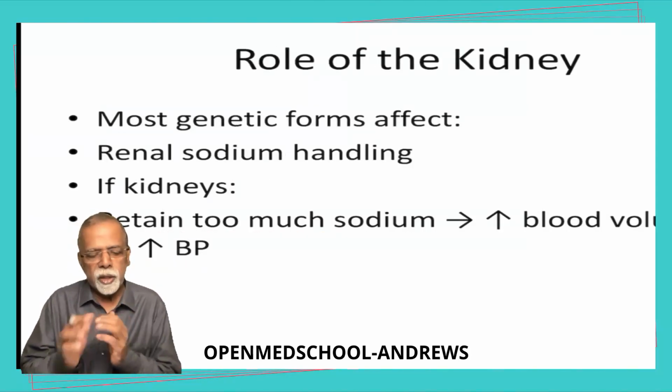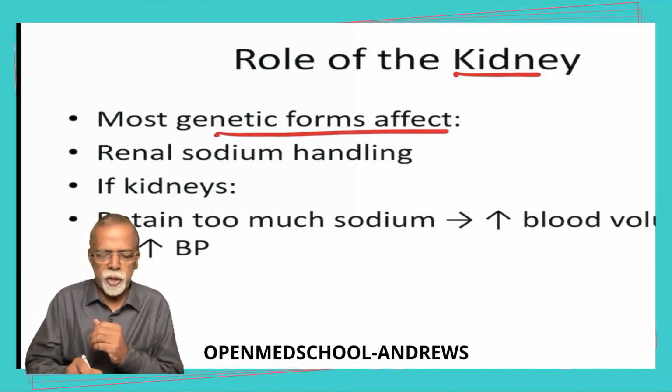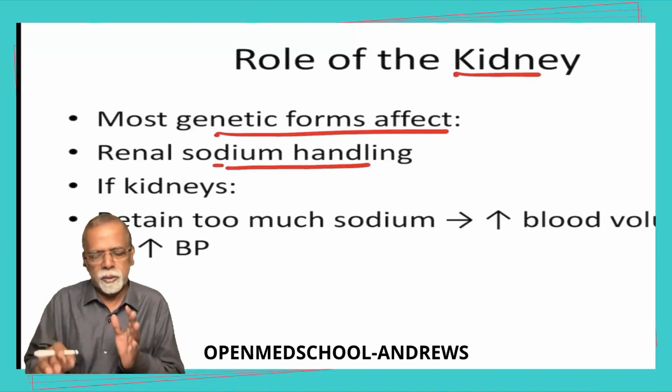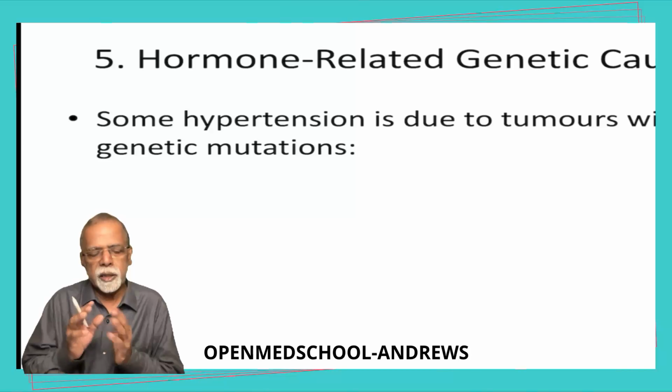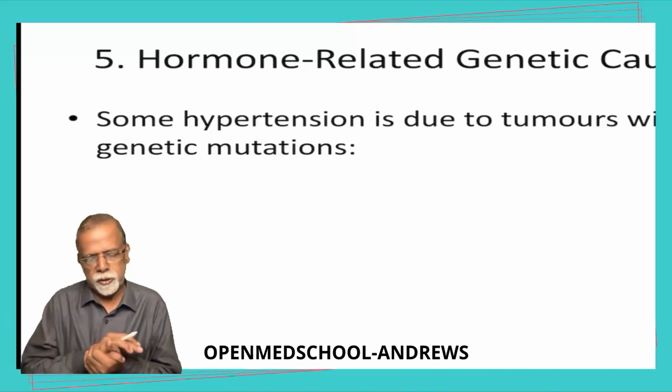And the fundamental role is that of the kidney. Most genetic forms affect sodium handling by the kidneys. So that is one point to be remembered. Kidneys are the major reason for high blood pressure due to genetic causes also.